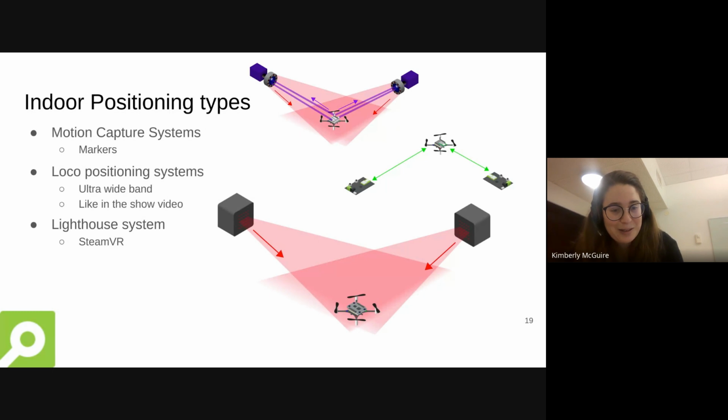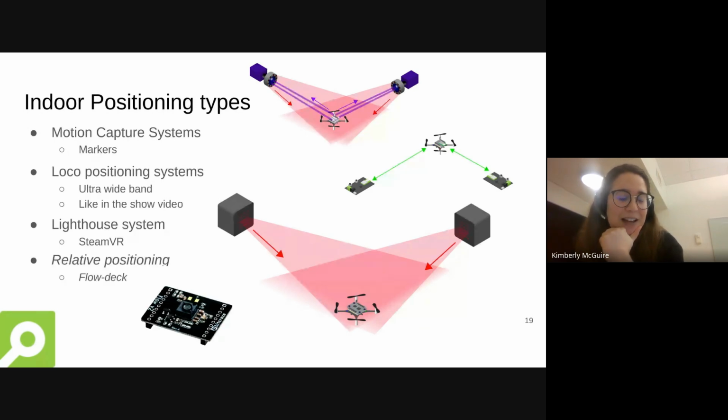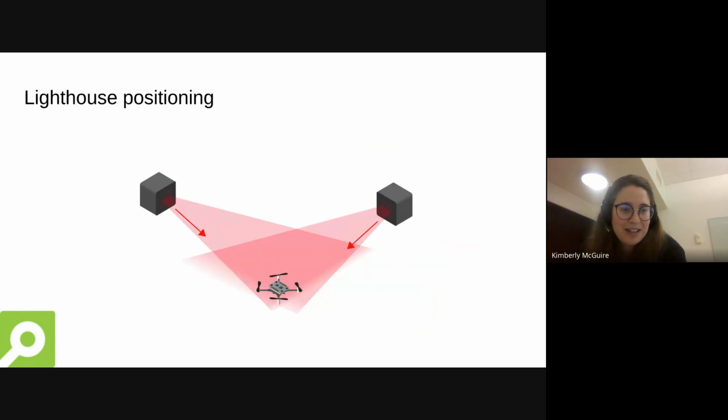The Lighthouse system is based on SteamVR by Valve, which they use for virtual reality for positioning of their headsets. I'm definitely going to explain a little bit more about that later. And of course, relative positioning with the flow deck, which is not a global positioning system but a relative positioning system. The flow deck is mostly used for STEM education and research, so that people can just fly at home with very little effort.